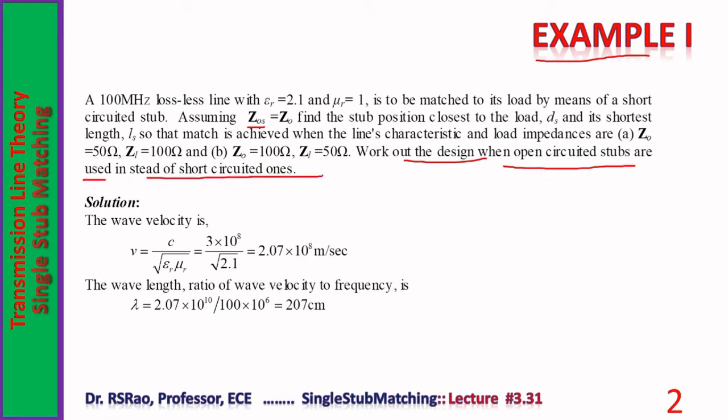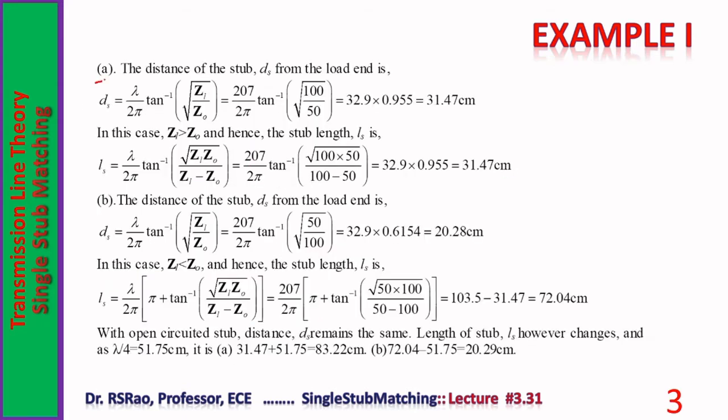Now, solution process. First, we have to find out wave velocity. Wave velocity is c by root epsilon r mu r. Substituting the given data, one can find it is equal to 2.07 into 10 power 8 meters per second. The wavelength, which is the ratio of wave velocity to frequency, then becomes 2.07 into 10 power 10 by 100 into 10 power 6, equal to 207 cm.